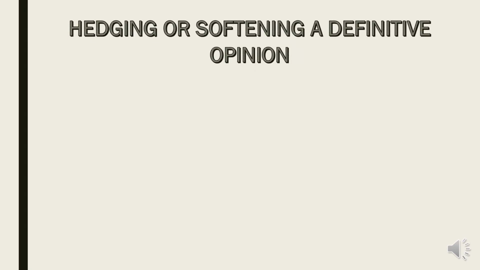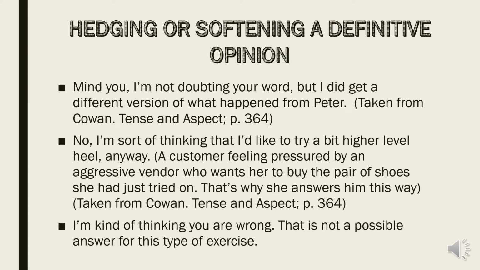The last meaning we are going to explain in this presentation is hedging or softening a definitive opinion. With this use, the speaker softens his or her opinions by being more polite. While in the use we have already explained, providing an informal, polite tone, the speaker asks the subject to do something in a polite way, in the use we are explaining now, the speaker has a definitive opinion but says it in a soft way. If you want to say, "I think you are wrong," but you don't want to sound rude, you can say, "I'm kind of thinking you are wrong."